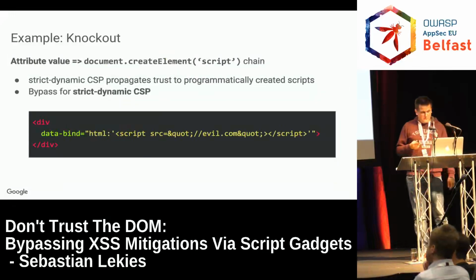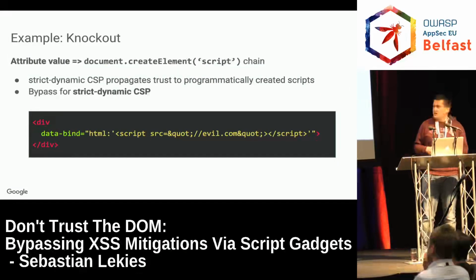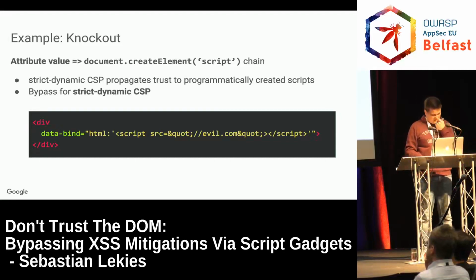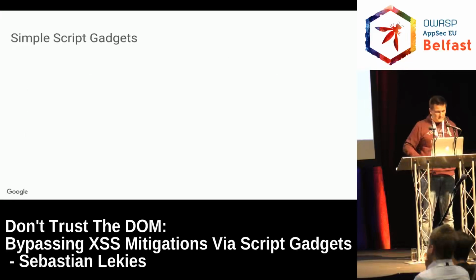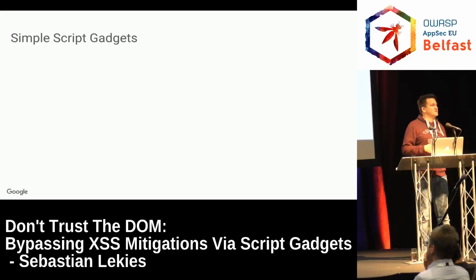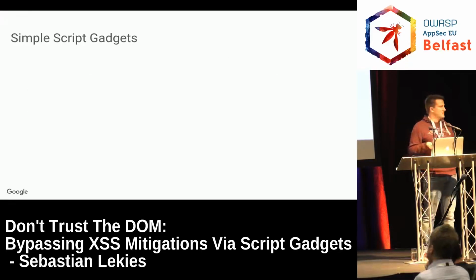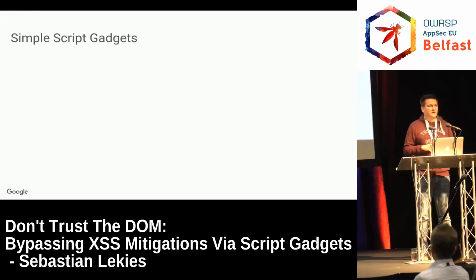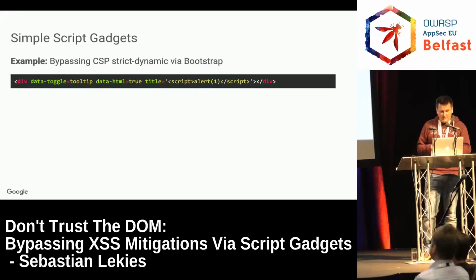And here we see the full CSP strict dynamic bypass. So we can just put a script tag, an arbitrary script tag, and it will be executed despite the CSP in the page. So let's look at other gadgets. We call these simple gadgets, and Christoph will later talk about some more crazy stuff. So we have a couple of examples here.